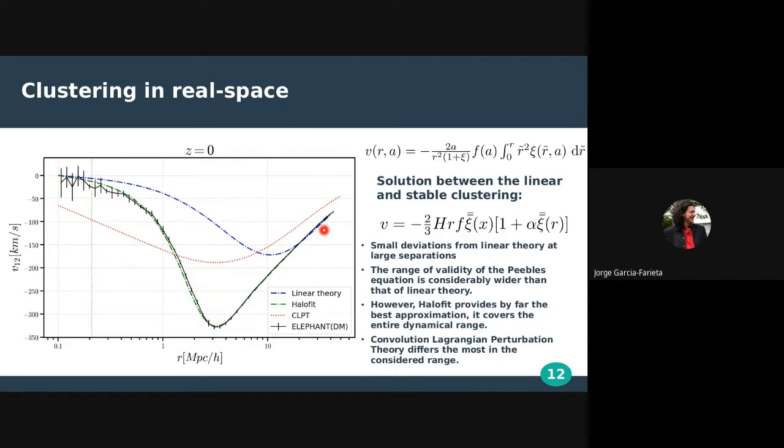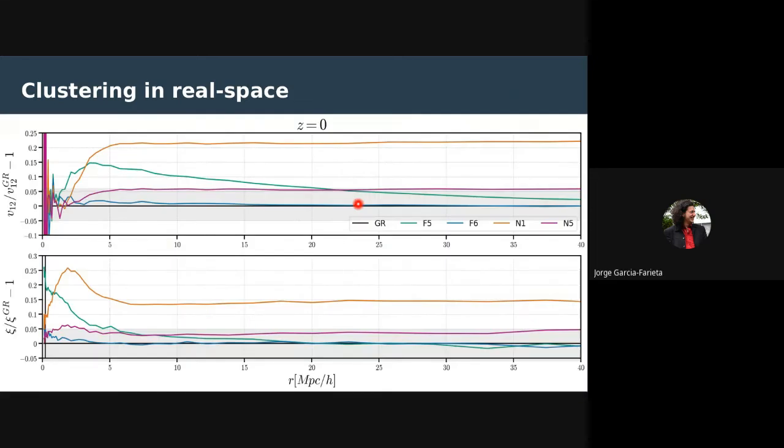So halophyt provides by far the best approximation, since it covers the entire dynamical range. The red line, instead, is the prediction by CLPT, the convoluted Lagrangian perturbation theory. What we have here are the results in clustering in real space for each one of the models. We plot here only the relative difference: upper panel for the V12, the velocities, lower panel for the correlation function.